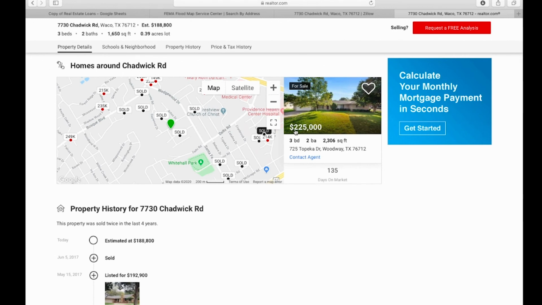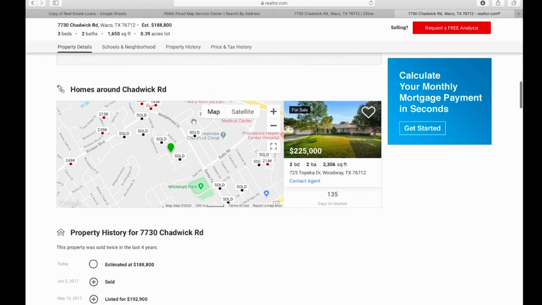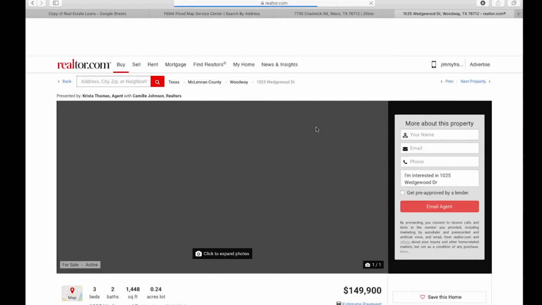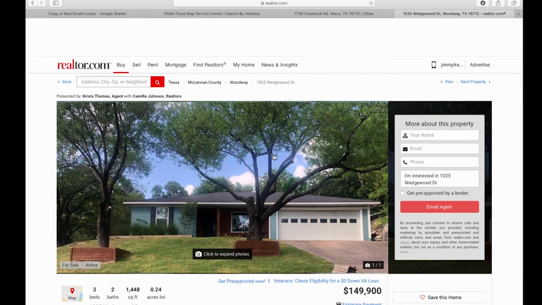Maybe I need to go back here. So it shows me a little thumbnail, 3-bedroom, 2-bath. This one's a little bit bigger. Okay, so that makes sense. Here's one for $149,000. It's a little bit lower. Again, you don't have to be a rocket scientist to just take a look at some other houses for sale in the area. One of the things you want to do too is see how they compare to your house.